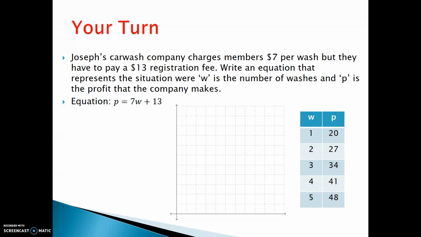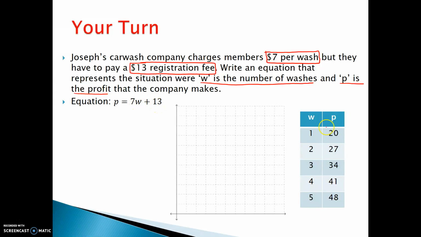This one says Joseph's Car Wash Company charges $7 per wash. So this is going to be important. $7 per wash, but they have to pay a $13 registration fee. Write an equation that represents the situation where W is the number of washes and P is the profit. And we already did this, right? We said P, our profit, or how much money we make, is equal to $7 times the number of washes plus the $13 to register.